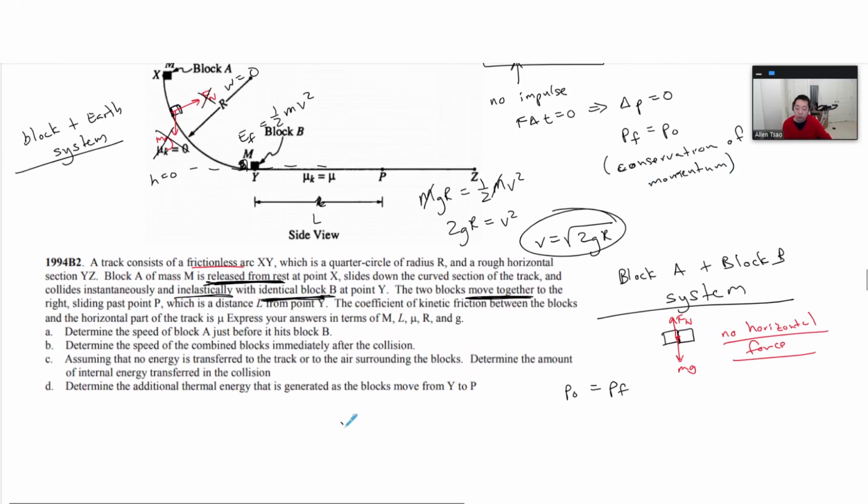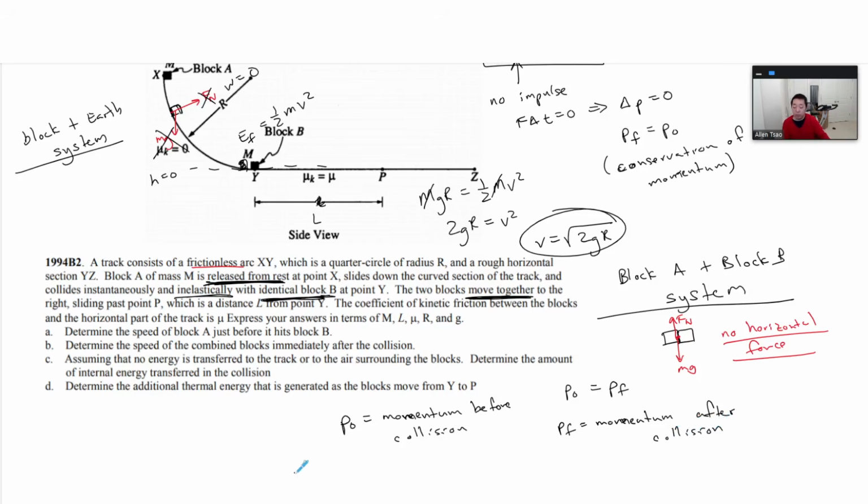So we want to do the initial momentum, which is the momentum before the collision. And then we want to do PF, which is the momentum after the collision. Okay, so what is the momentum before the collision? Let's re-illustrate the picture. Before the collision, this guy's moving at root 2gr. And then we have another block that's just sitting here.